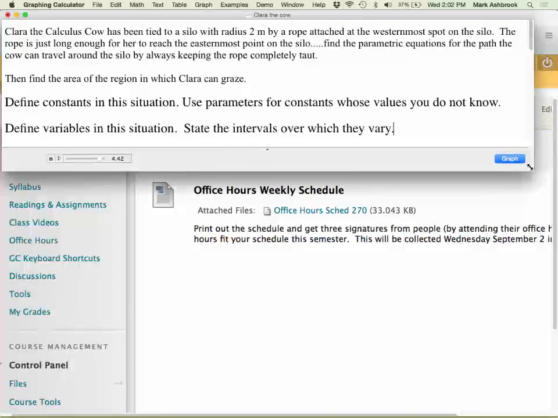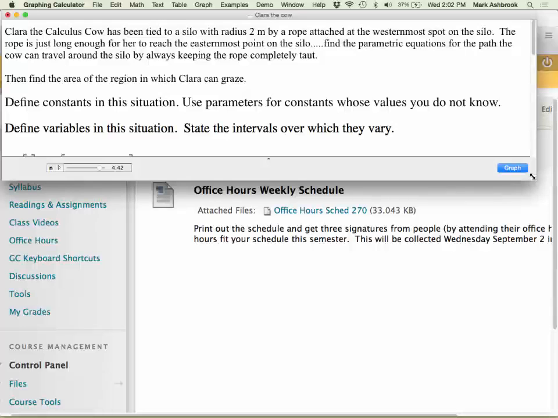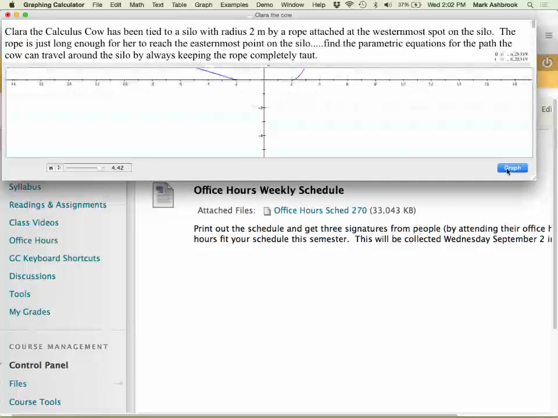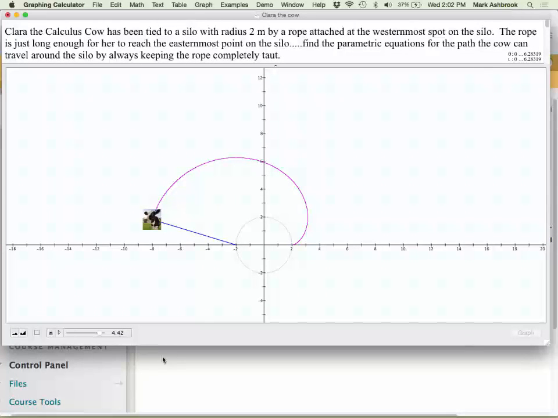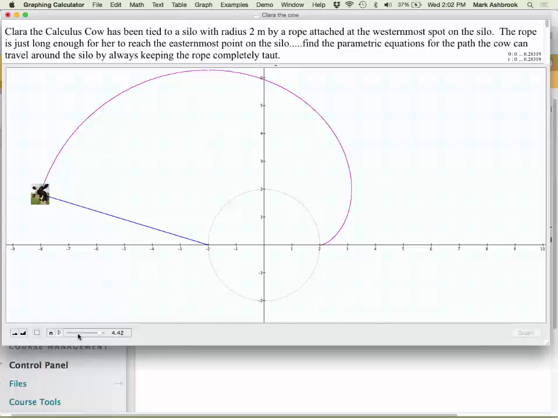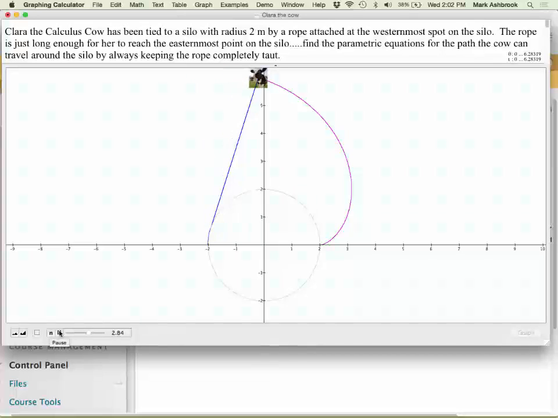But we just want to use this as practice ground for variables, constants, and parameters. So there she is. There's Clara the calculus cow. Can you see the silo? It's very faint gray. Can you guys see in the back the silo? We're going to change the color of the silo. You see that gray circle? Okay. Yeah, so the gray circle, you're looking down on the silo, and the blue is the rope. The rope is tied to the westernmost point, and it's just long enough for her to reach the easternmost point.